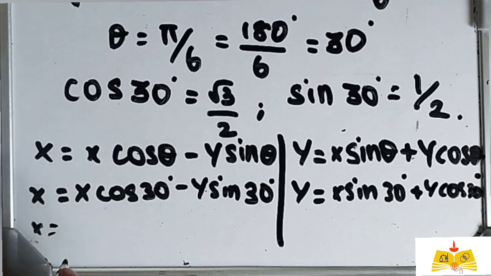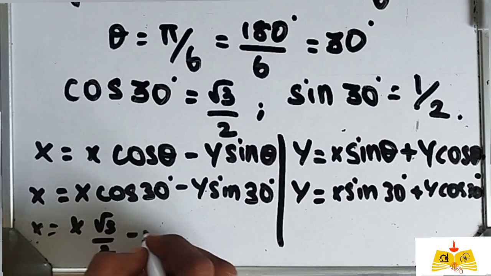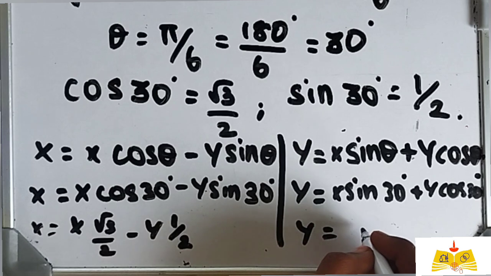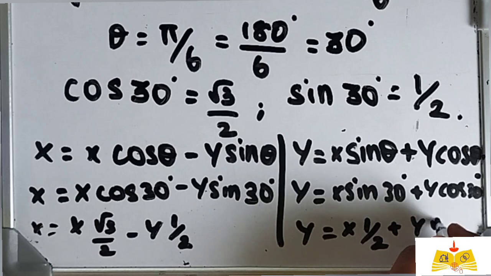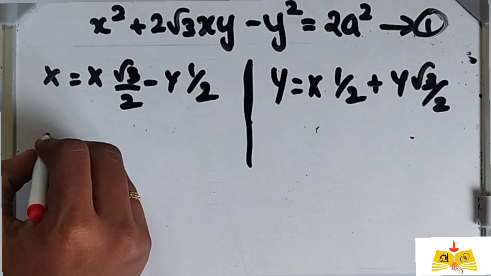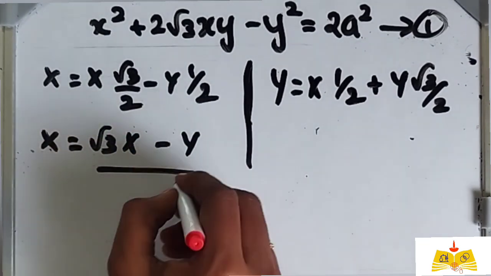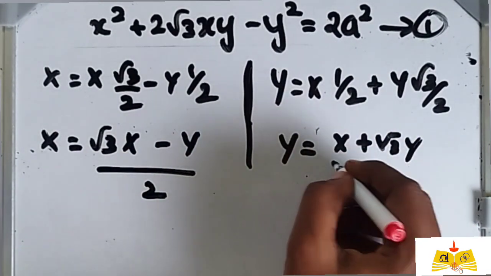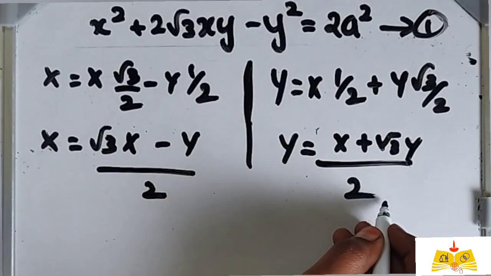Okay, x equals x times cos 30 degrees, which is root 3 by 2, minus y times sin 30 degrees, which is 1 by 2. Likewise, y equals x times sin 30 degrees, which is 1 by 2, plus y multiplied by cos 30 degrees, which is root 3 by 2. So we can write x equals root 3x minus y divided by 2. Similarly, y equals x plus root 3y divided by 2.